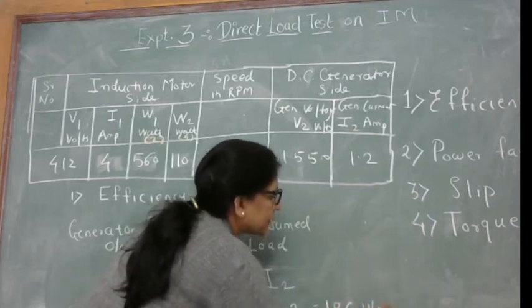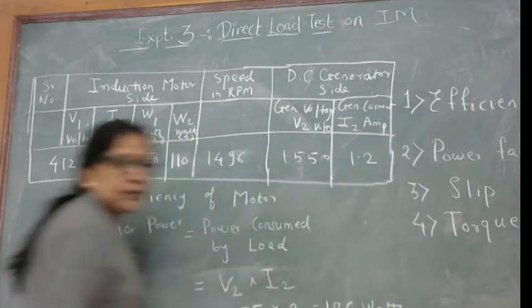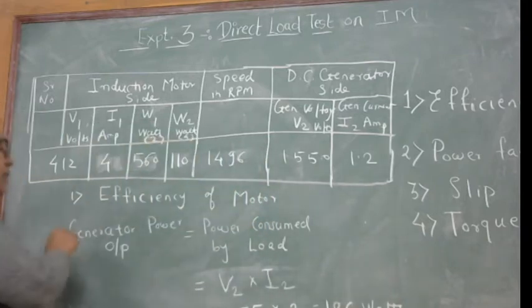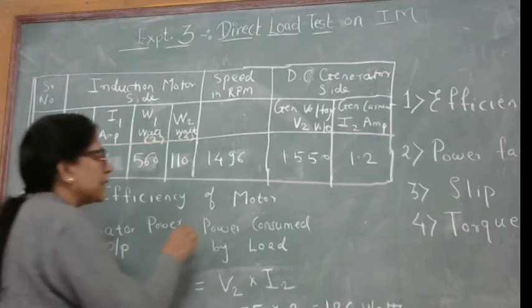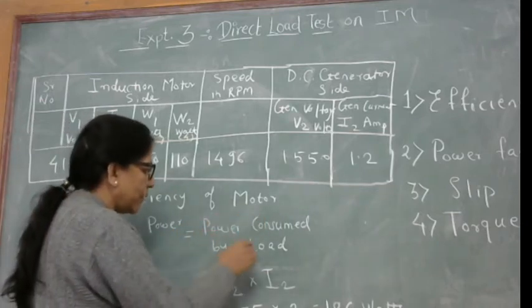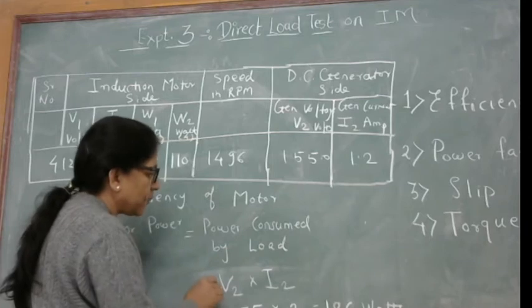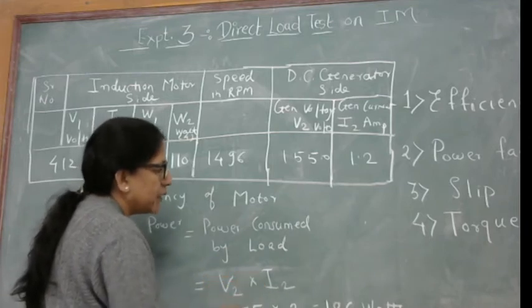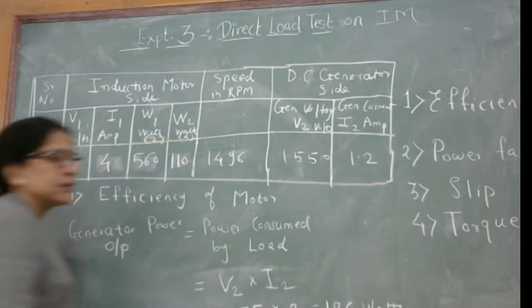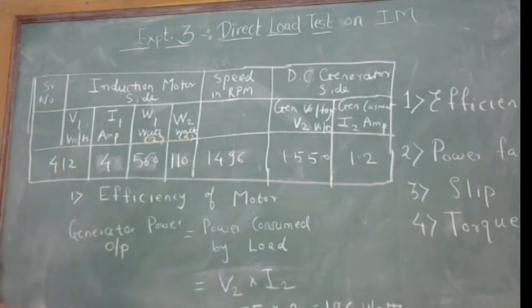186 watts. So what is this? Generator power output. Generator power output is nothing but the power consumed by the load. So we have calculated this power as V2 into I2 equal to 186 watts. Okay. So this was the power developed by the generator.